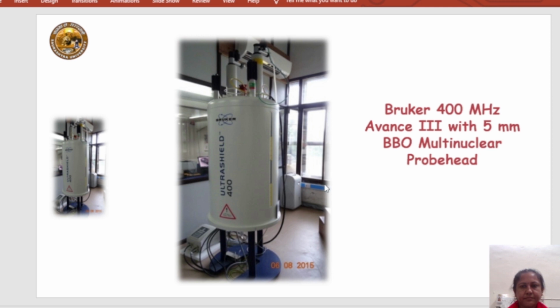Here you can see the picture of a 400 MHz Evans 3 with a 5 mm BBO multinuclear probe head. Multinuclear probe means you can scan 1H NMR, 15N NMR, 17O NMR, and 13C spectra, but not fluorine. Why? Because fluorine needs a third channel, and in that instrument only two channels are there. So no doubt it is multinuclear, but it cannot record the fluorine-19 spectrum.